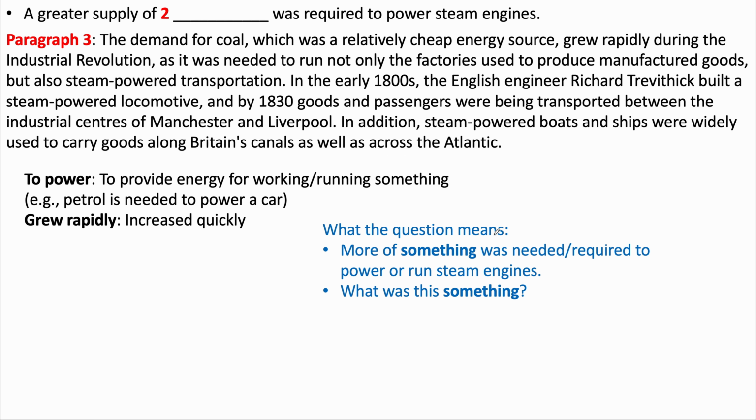Let's understand the question first. To power here means to provide energy for engines to work. For example, petrol is needed to power a car. The question says that more of something was needed to power or run steam engines. What was this something? In the passage, the first sentence mentions grew rapidly, which means increased quickly. This could relate to the phrase greater supply in the question.